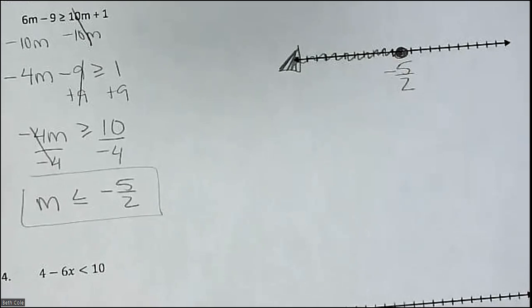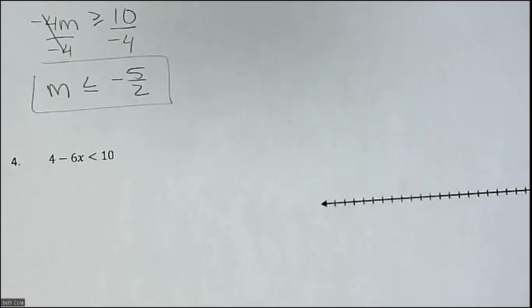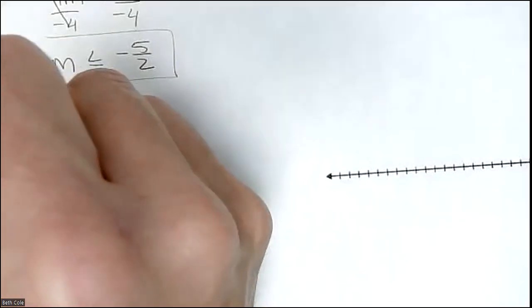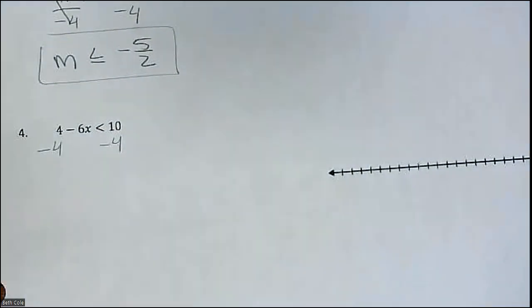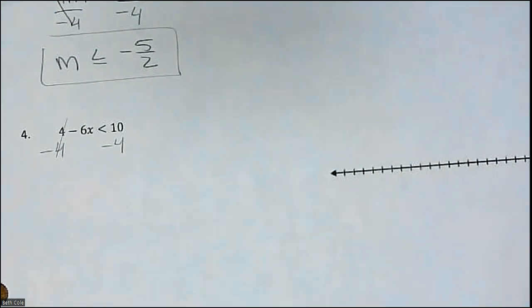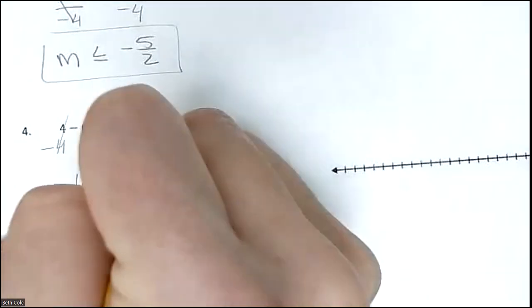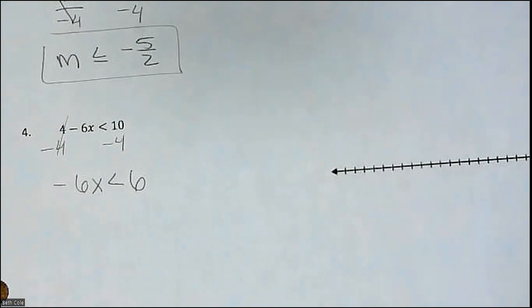All right, let's try it again. Number 4. What would you do to both sides? You're trying to get the x by itself. Yeah, -4. Do -4, -4. So that's going to give you -6x less than 6. 10 minus 4 gives you 6.